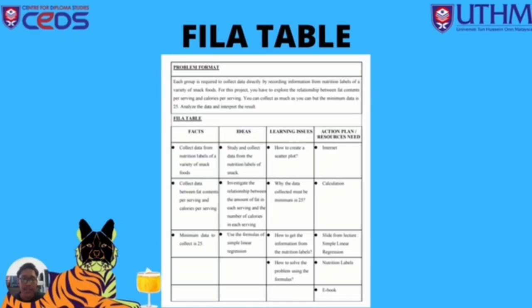The last column is the action plan. The resources we used to solve the problem statement are the internet, calculations, e-books, slides from the lecture, and the nutrition levels. That's all from me.